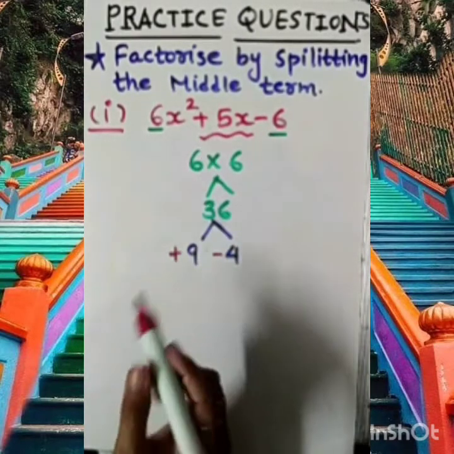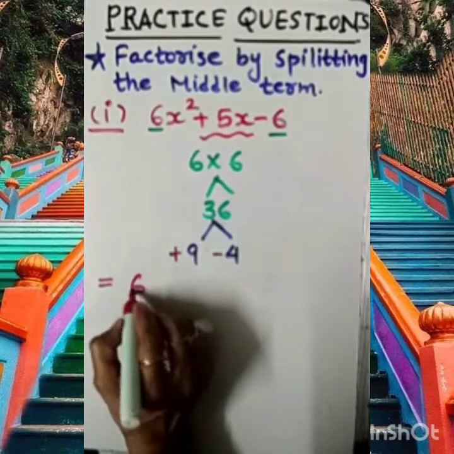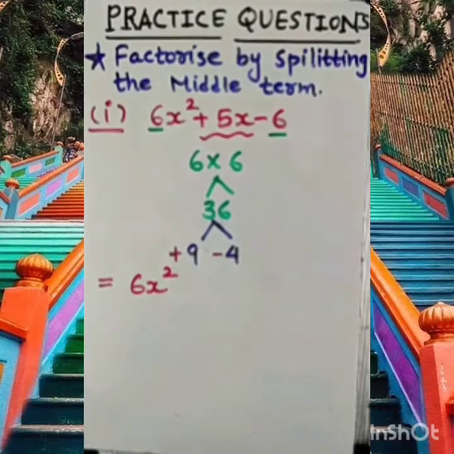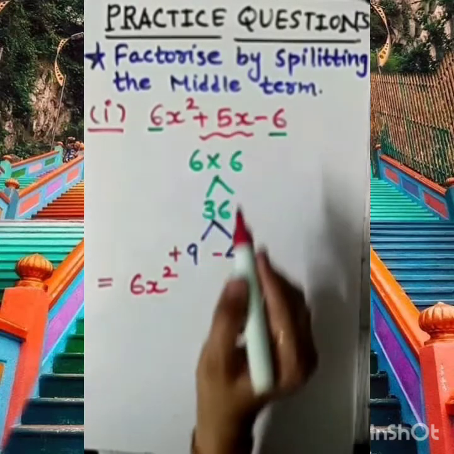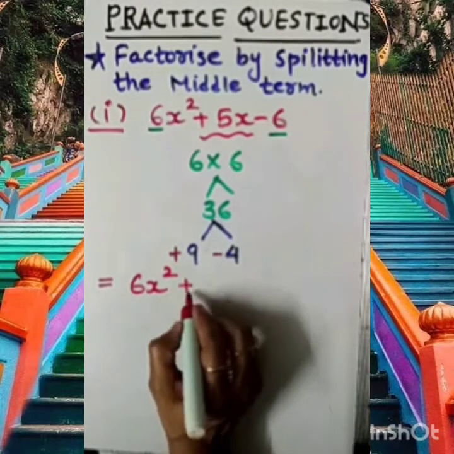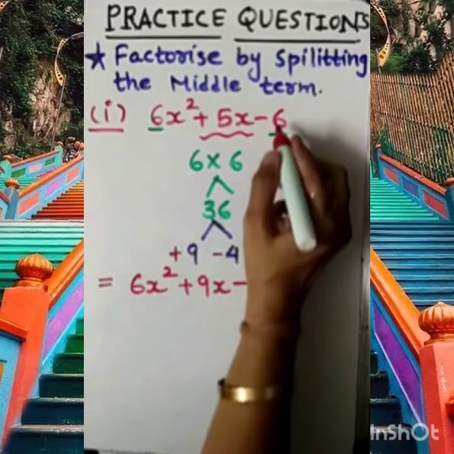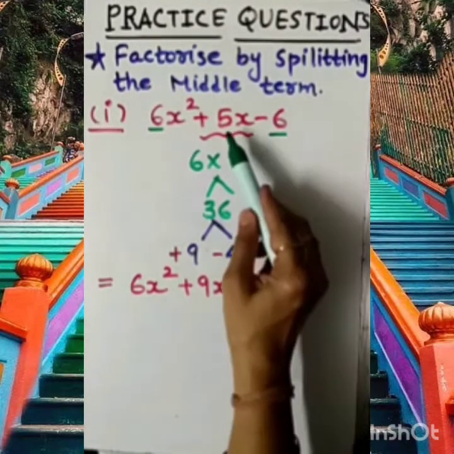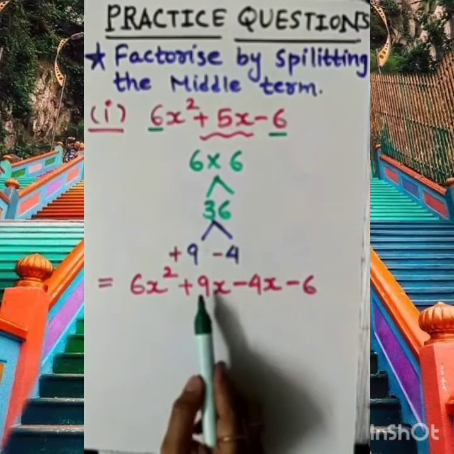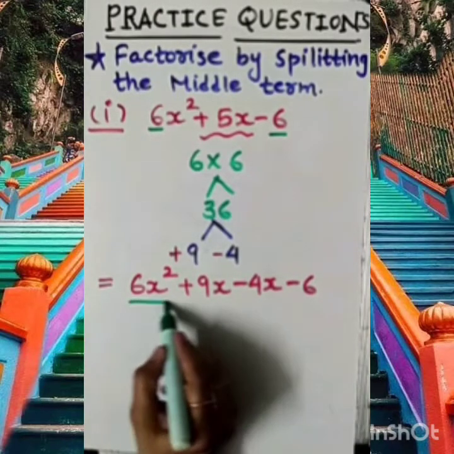How to write the next step? Whatever the first term is, let it be as it is: 6x square. Then I am splitting the middle term plus 5x in such a way that I have plus 9x minus 4x, and of course minus 6. Look at your screen once again. You know very well 5x can be written as 9x minus 4x. Right? Now in the next step we need to make pairs.